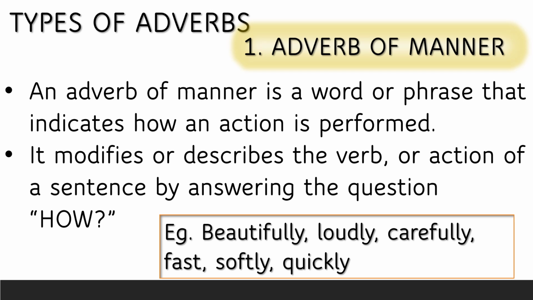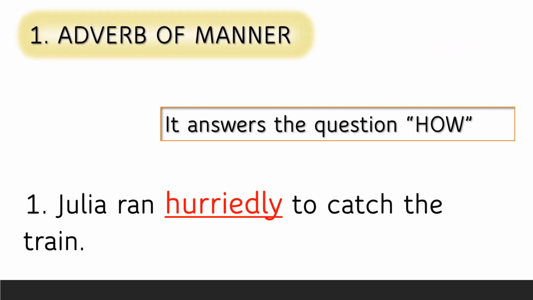Examples are beautifully, loudly, carefully, fast, softly, quickly. These words will help you to identify an adverb of manner in a sentence. You will be able to identify it from these examples. Okay, let's see the examples.